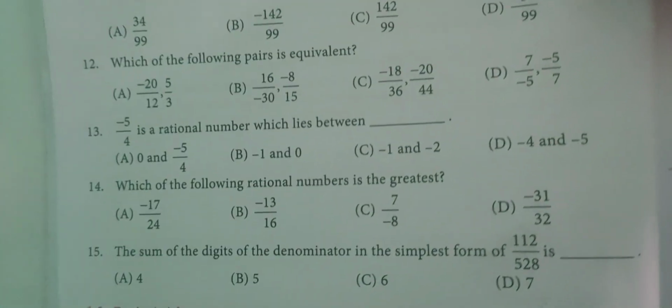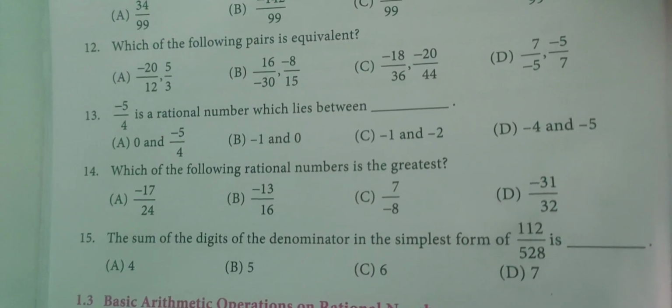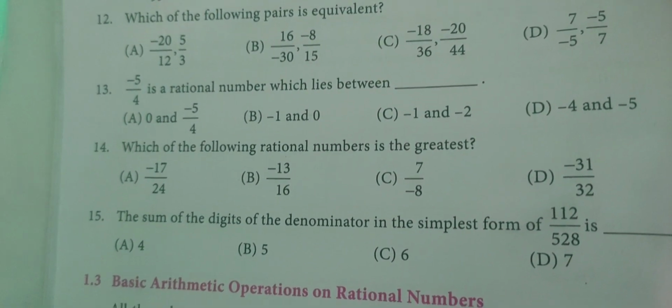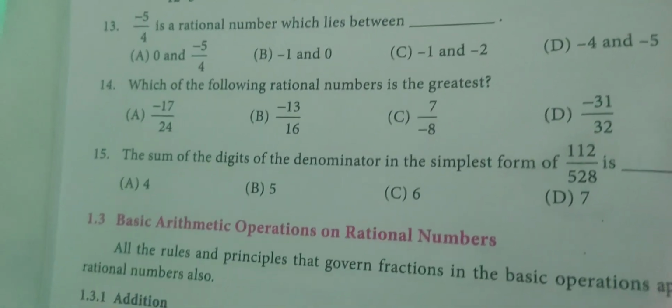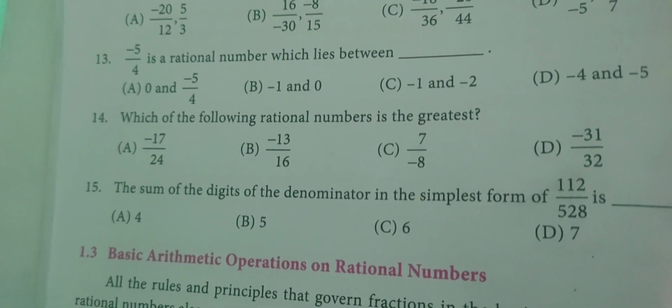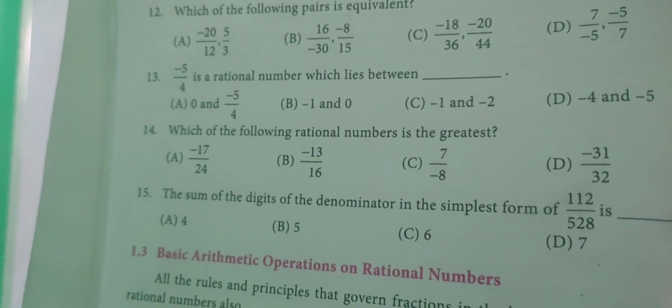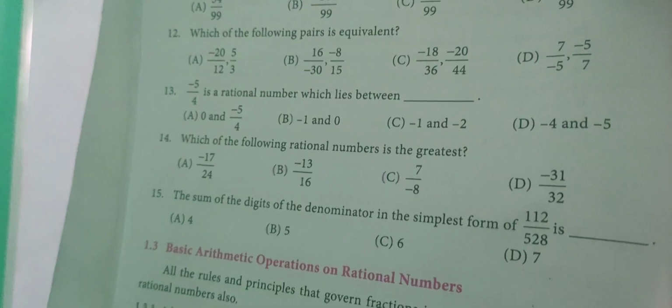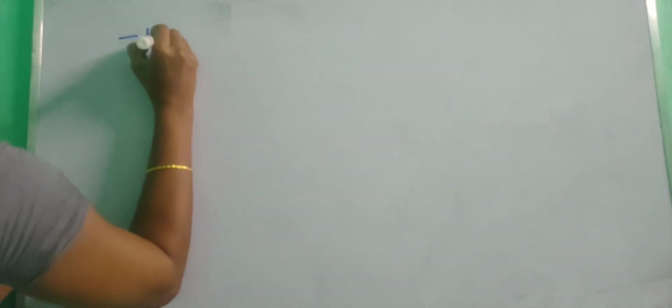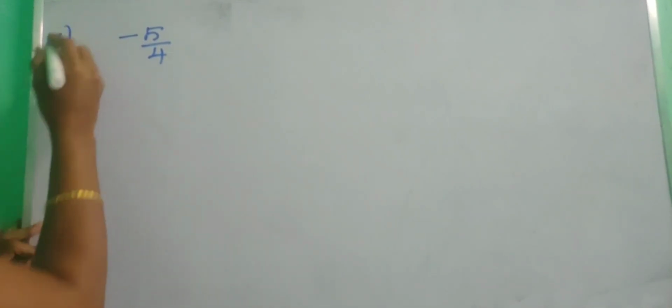So the 13th question: minus 5 upon 4 is a rational number which lies between dash and dash. Minus 5 upon 4 was given, so it lies between, we need to find the integers which lie between. So let us find. How will you find the answer for this question? Minus 5 upon 4 is a rational number which lies between dash and dash. That is the question, right?